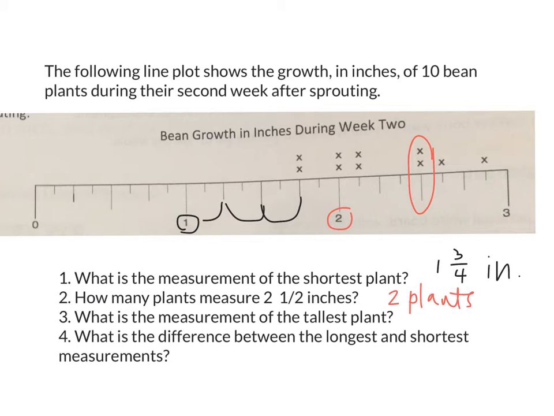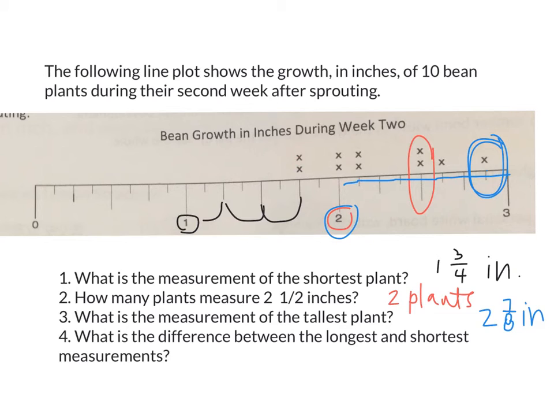Okay. Question number 3 says, what is the measurement of the tallest plant? Well, right here, that's the tallest plant. So here's 2, and it's a small tick mark. So let's see, that's 1, 2, 3, 4, 5, 6, 7. There's 8 of those, right? So right here, this is 2 and what? 7. What's the units? Very good.